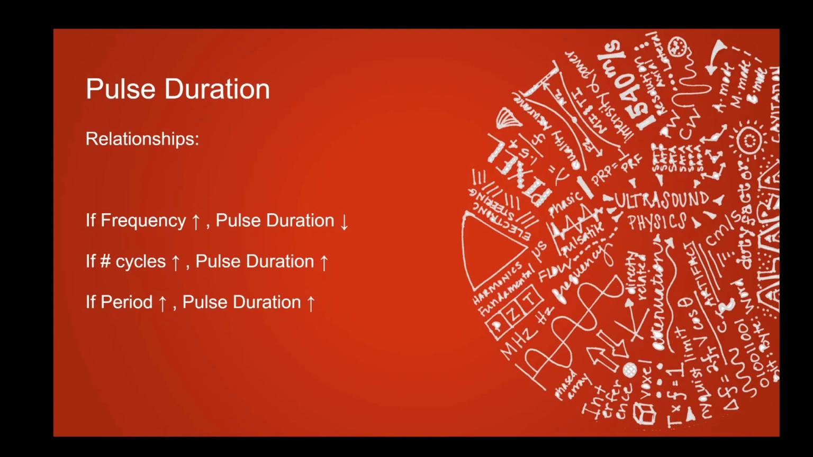All right, so just recapping this again, frequency and pulse duration are inversely related. As that frequency gets higher, our pulse duration is going to get shorter. Number of cycles and pulse duration are directly related. As there are more cycles in a pulse, the pulse duration will be longer. And then period and pulse duration are directly related. If the period is longer, the pulse duration will also be longer.